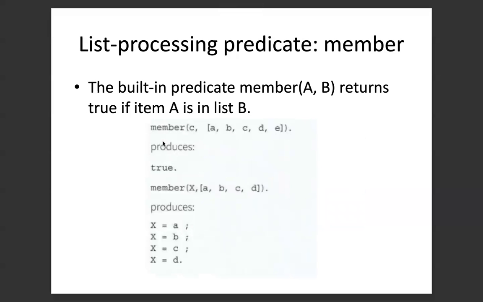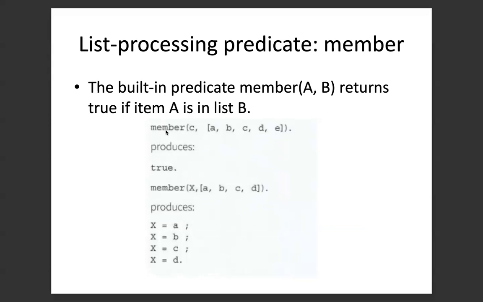Now, let's see what's happening here. There's another built-in predicate which is known as member. It basically determines if this atom or this parameter is a member of this list over here. So is C a member of A, B, C, D, E? Yes, it returns true, because C is a member of A, B, C, D.